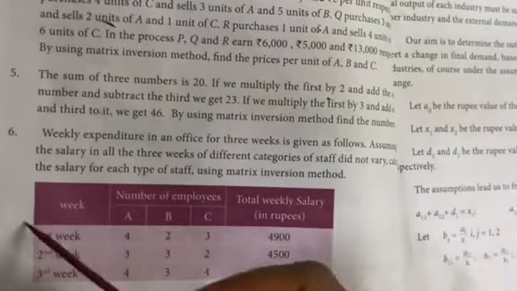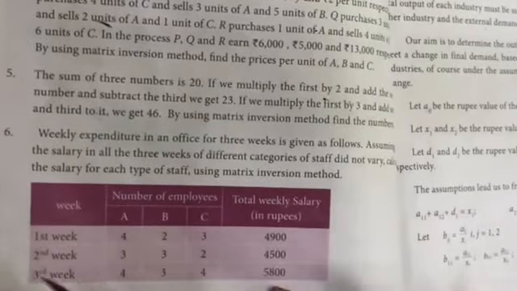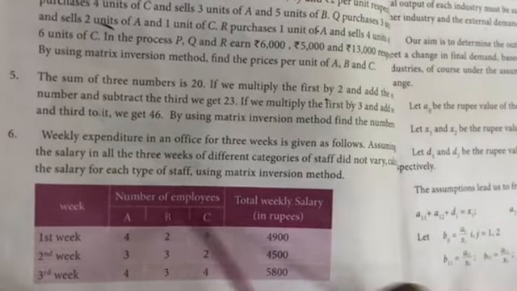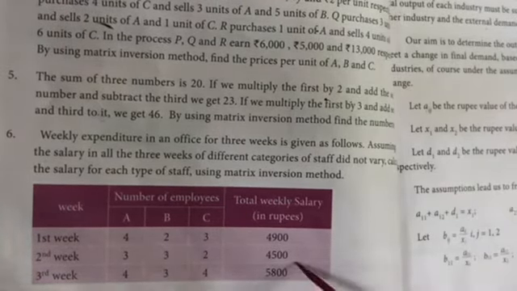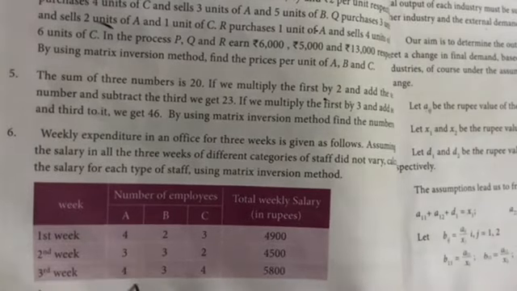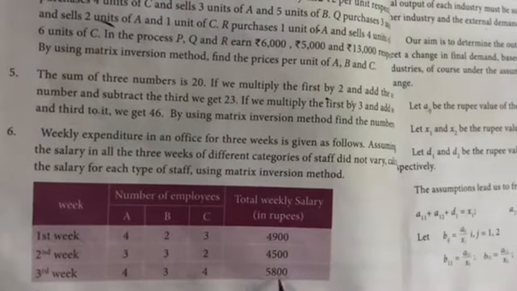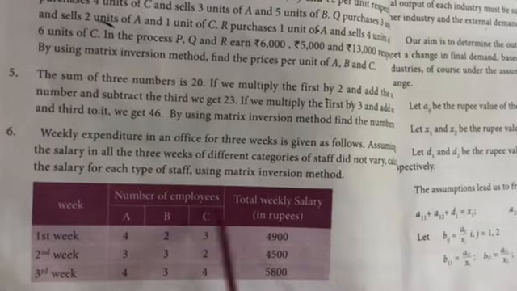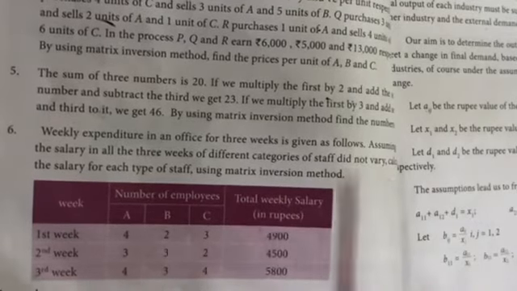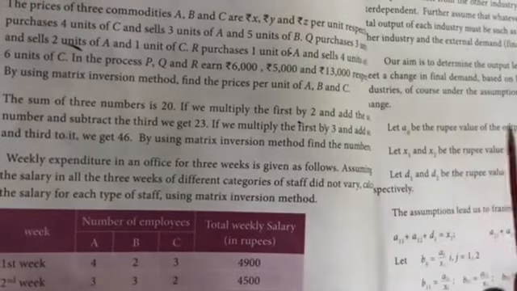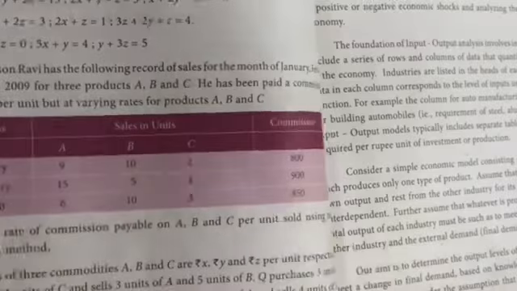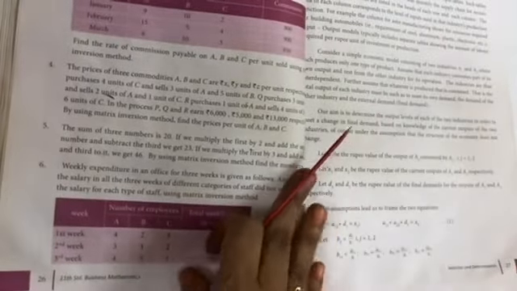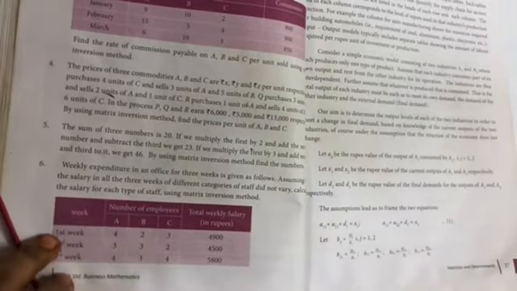The sixth one also: weekly expenditure in an office is given as a table. The number of employees, the duration and the salary are given. You can convert this into a matrix and find the values using the matrix inversion method. Can you complete this? The same method as in this problem should be followed. All the problems are similar, so you can solve them by yourself. Thank you.